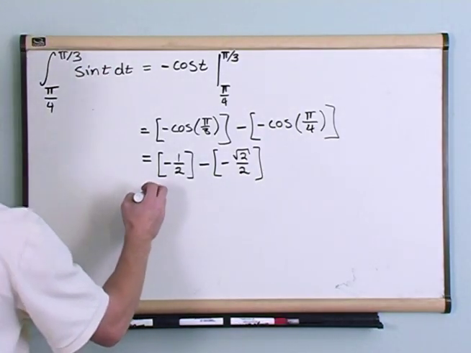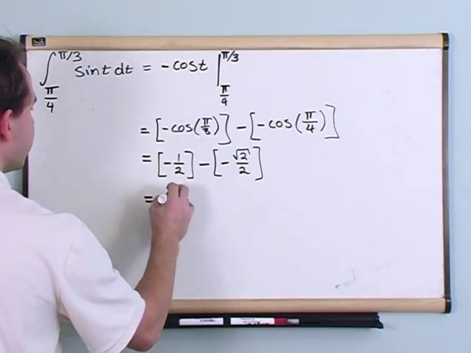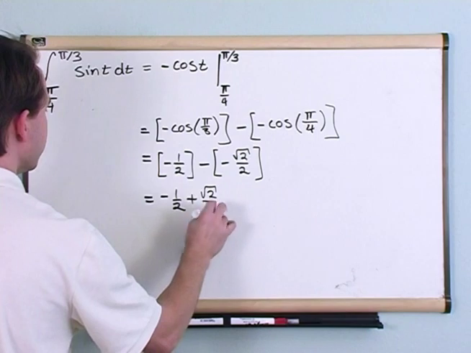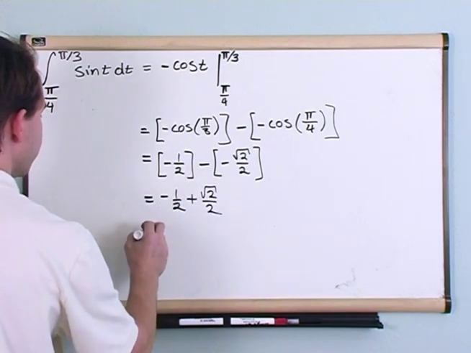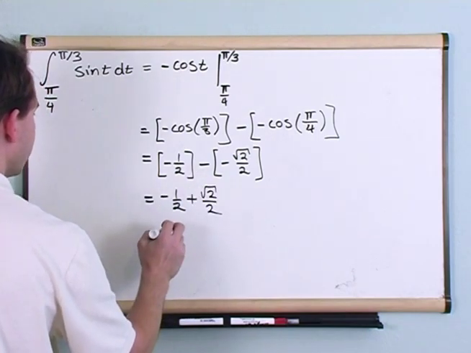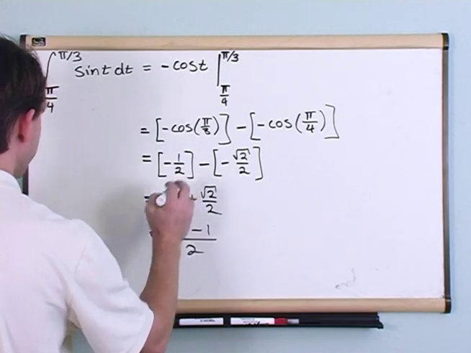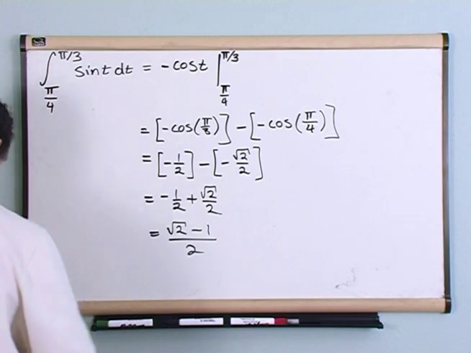So at the end of the day, you're going to have negative 1/2 plus square root of 2 over 2, because you got this distributed in here, which in the end, what you're going to have is square root of 2 minus 1 over 2. And that will be your answer.